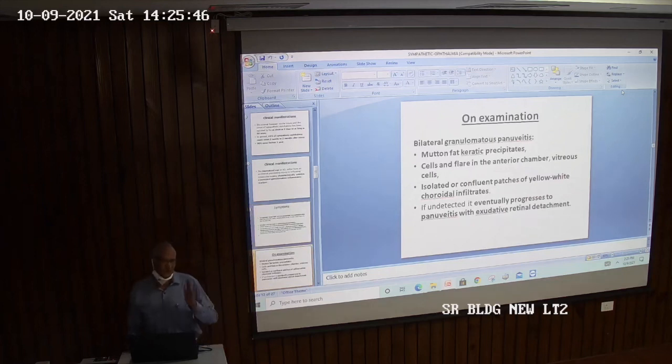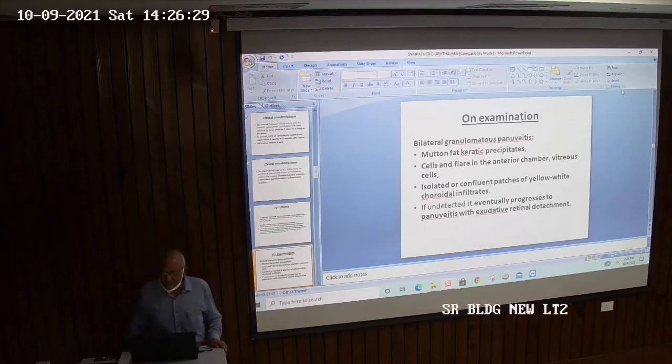On examination, we have to do the slit lamp examination. That is the important part. Bilateral granulomatous uveitis, with the features of granulomatous uveitis: mutton fat keratic precipitates. You know what mutton fat is? They are larger and greasy in color. They are adherent to the, where are these seen? On the conjunctiva, on the lens? Yes, important: this is the posterior part of the cornea, that is the endothelium. Mutton fat keratic precipitates, the larger ones, are there. Cells and flare in the anterior chamber, the same features of uveitis, and vitreous cells also.